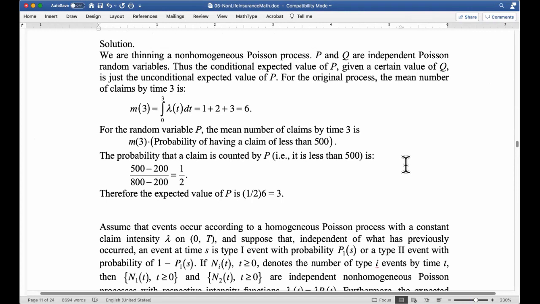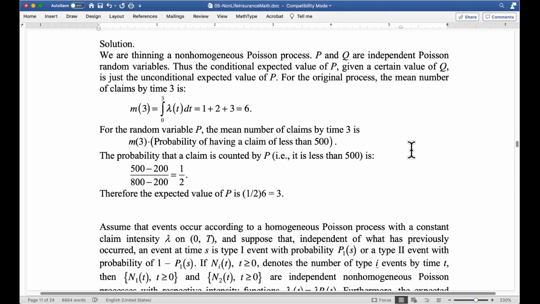Let's just look at the second sentence because it's important. P and Q are independent Poisson random variables. Thus, the conditional expected value of P given a certain value of Q is just the unconditional expected value of P because of their independence. And for the original process, the mean number of claims by time 3 is the integral from 0 to 3 of lambda(t) dt.